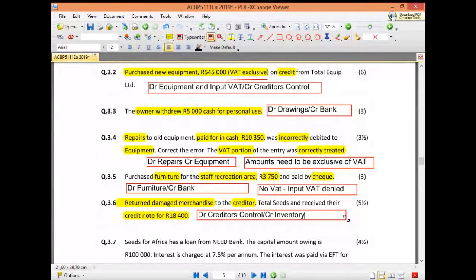Okay, what do we need to do with the VAT? Where does the VAT go? Okay, where does the VAT go? Okay, so my lady says we need to debit the VAT.